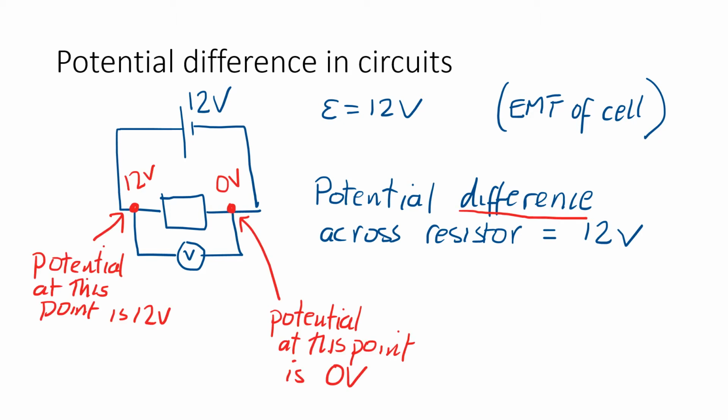When we talk about potential difference, we're talking about a difference in potential between 2 points. So the potential at this point is 12 volts, and the potential at this point is 0 volts. And so we then measure with our voltmeter the difference in potential, which reads as 12 volts.